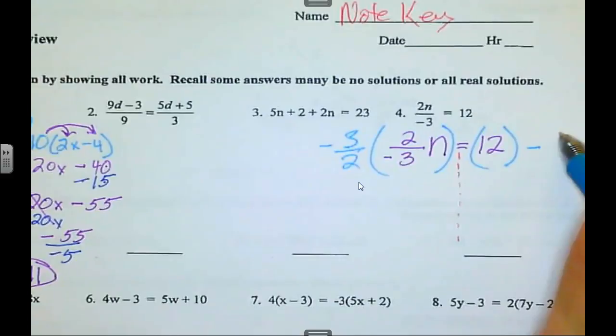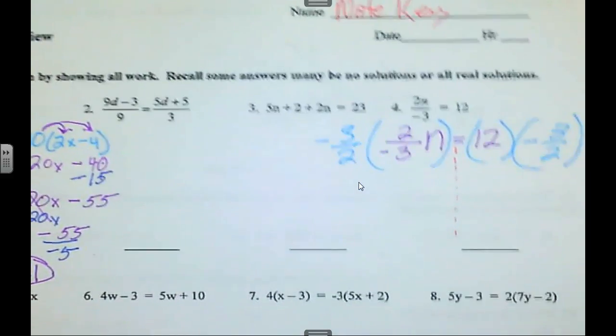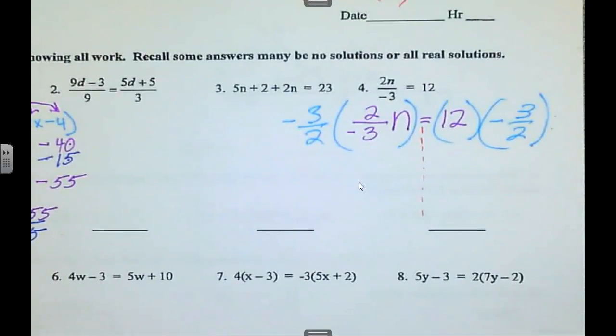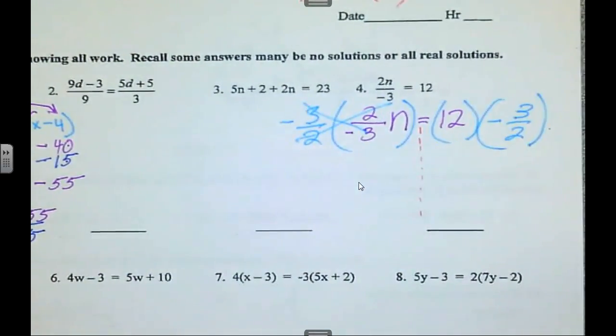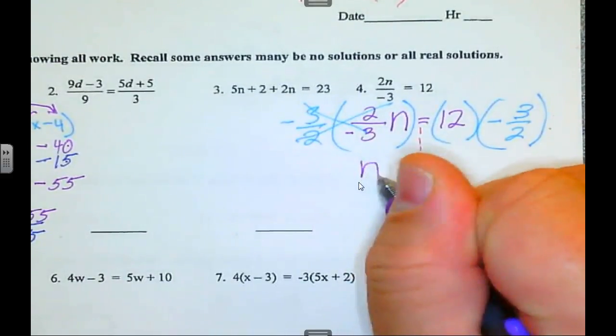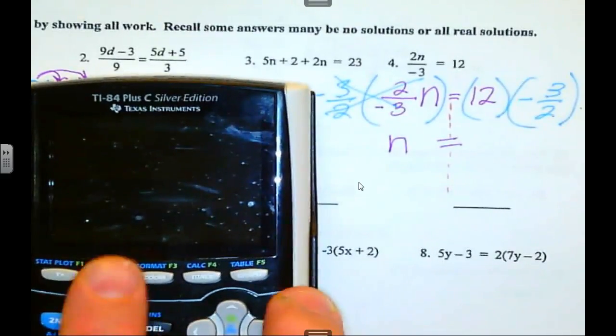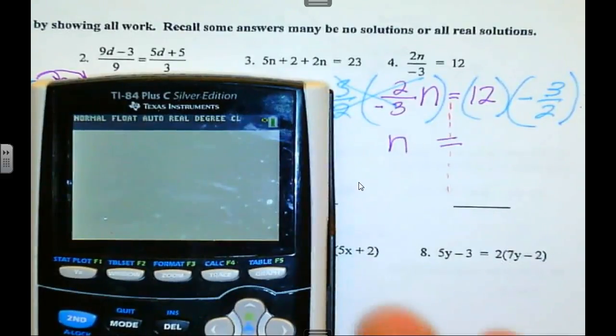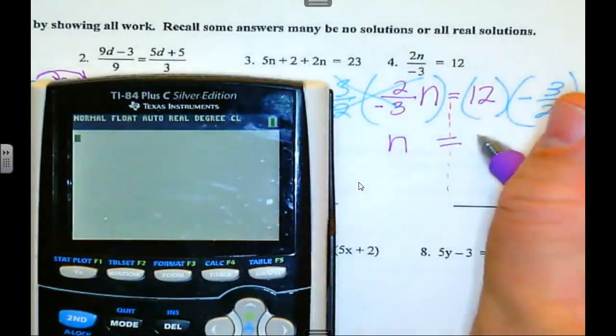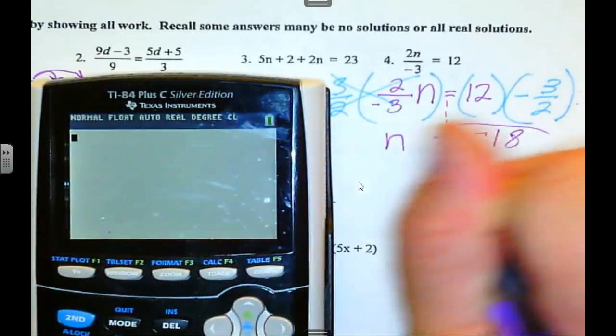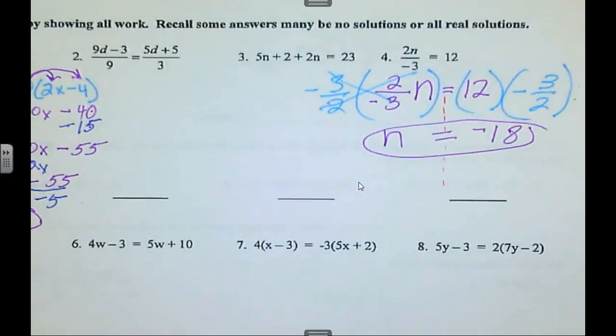Multiply by the reciprocal. All of this cancels to 1. I get 1 times n or just n. 12 times negative 3 halves. If you are rusty with fractions, what are you going to use? That's right, your calculator. It is minus 18. Way to go. Did you do that in your head, Dewey? Fantastic.